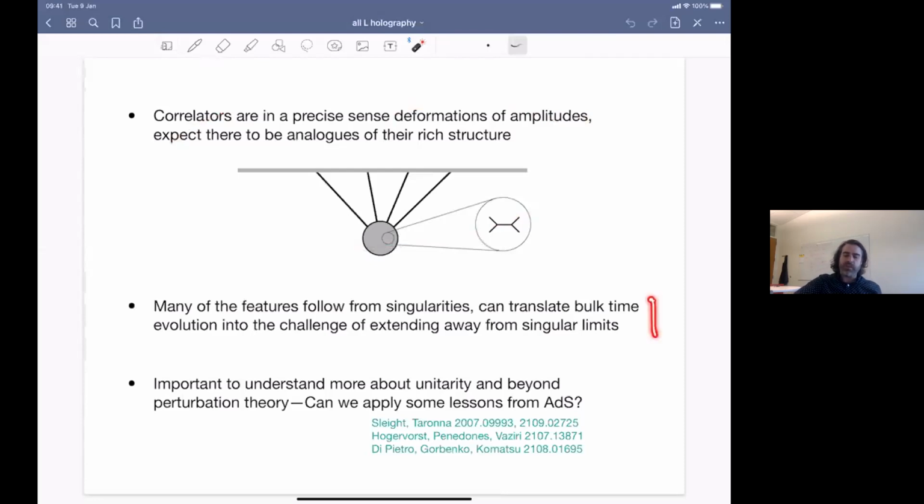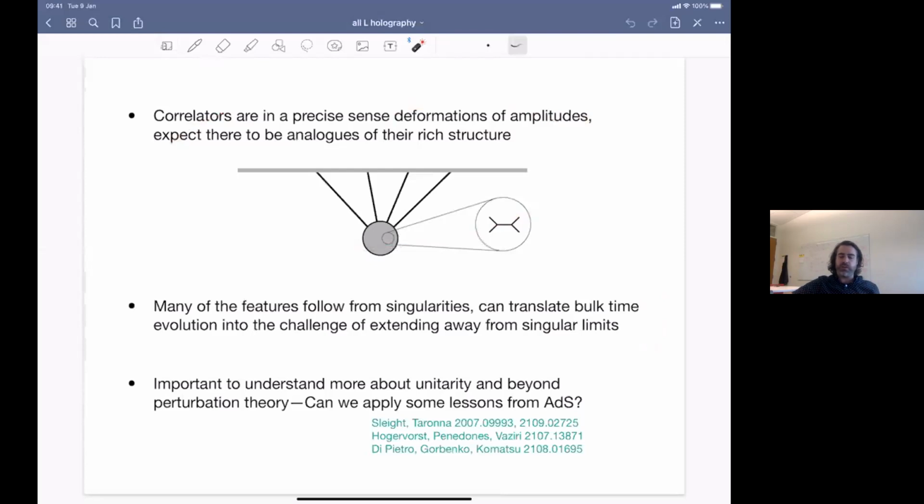And I hope I've convinced you that many of the features of the cosmological wave function follow from its singularities. The interesting thing is that you're trading the challenge of bulk time evolution for the challenge of extending these objects away from their singularities.